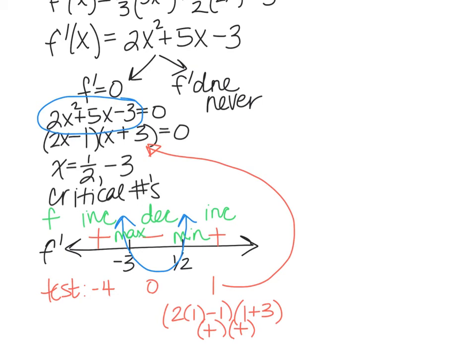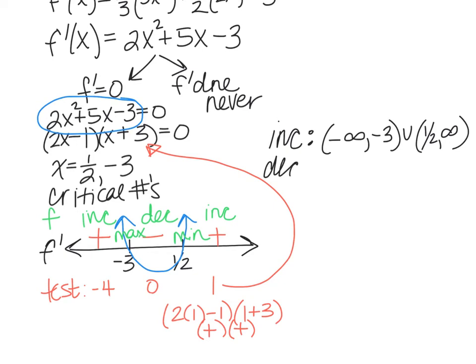It said we wanted to find the local max and local minimum values, as well as where the function is increasing and where the function is decreasing. So let's start out with the increasing intervals. I'll just write INC for increasing. The increasing intervals are where the first derivative is positive. So that's negative infinity to negative 3, and again from 1/2 to infinity. The original function will then decrease where the first derivative is negative, which would be from negative 3 to positive 1/2.